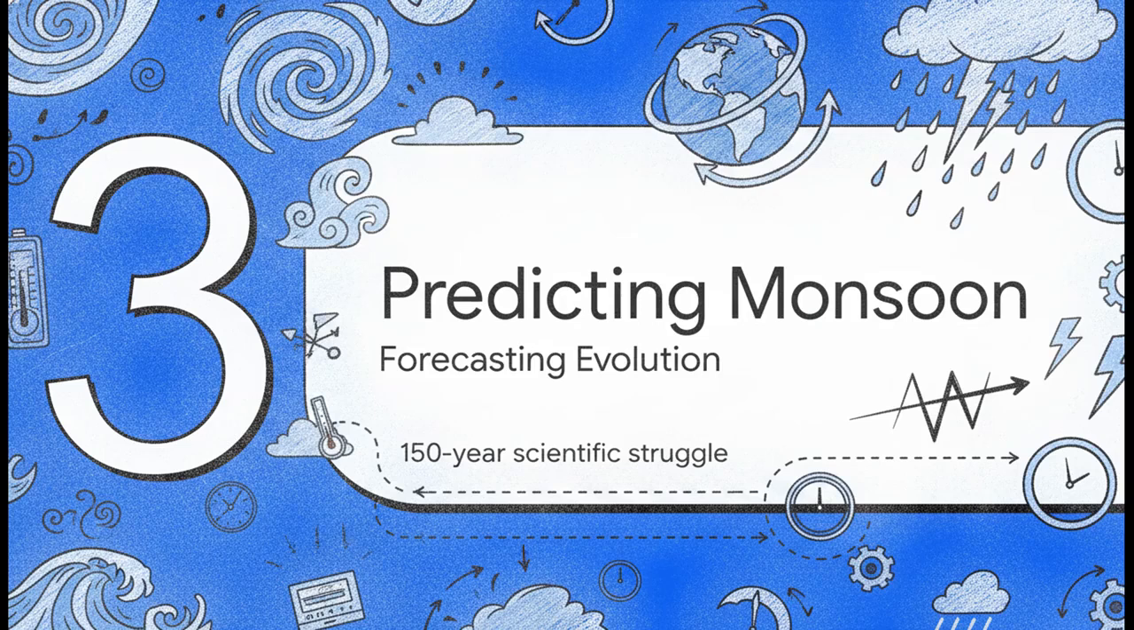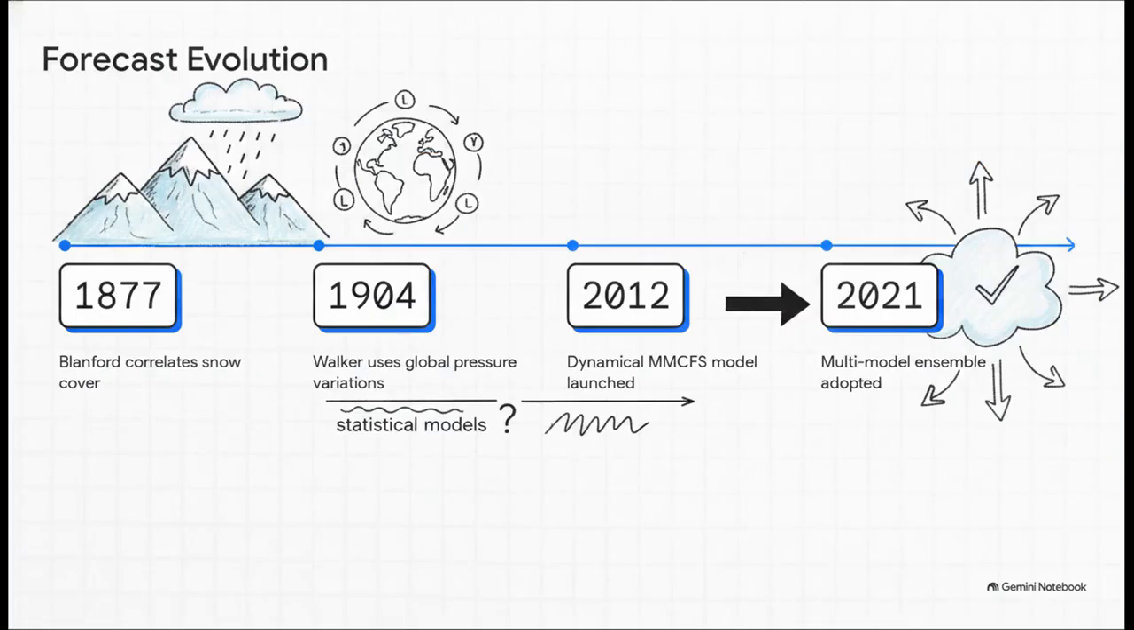Which brings us to part three, predicting the unpredictable. Because these global factors are so volatile and so wildly interconnected, predicting the monsoon has literally been a grueling 150-year scientific struggle. The evolution of this forecasting is quite a journey.